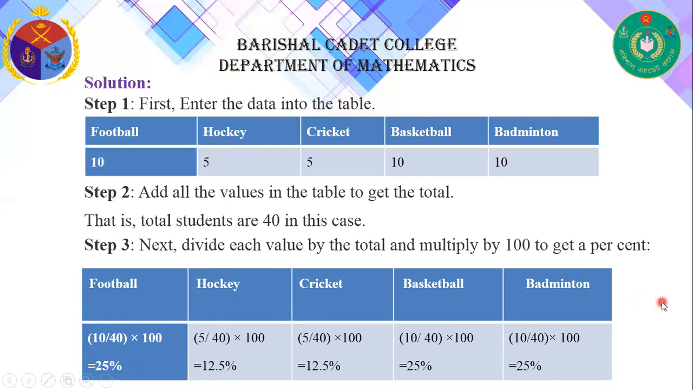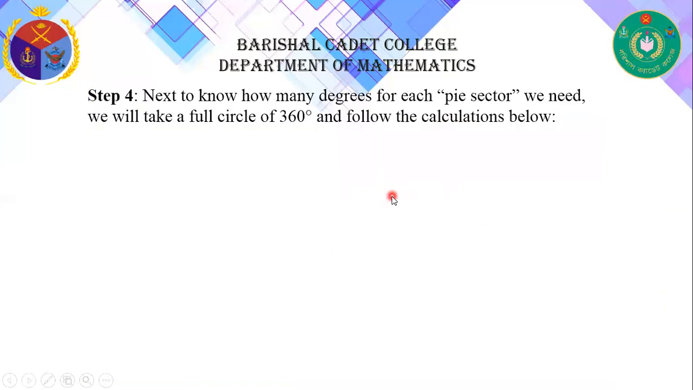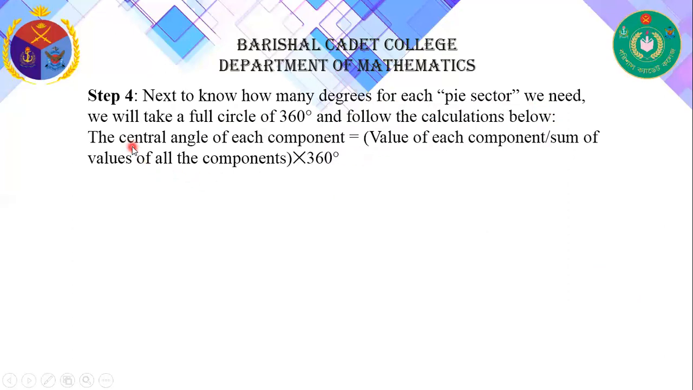games. Now, step 4. Next, to know how many degrees for each pie sector, we will take a full circle of 360 degrees and follow the calculation below. So in this step, we have to find out how many degrees every sector gets. And the formula is the central angle of each component equals the value of each component divided by the sum of values of all the components into 360 degrees.